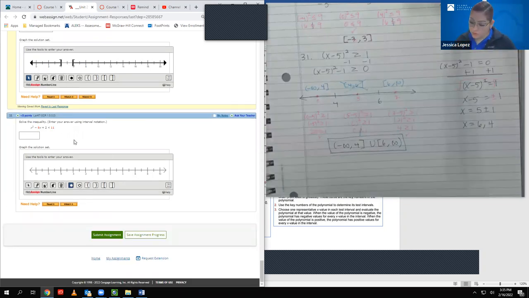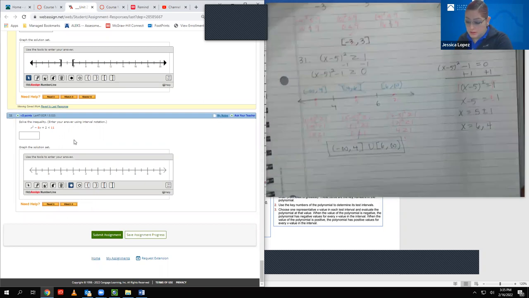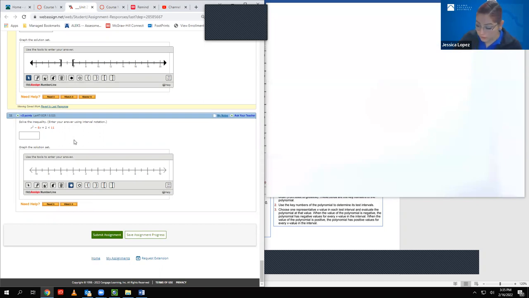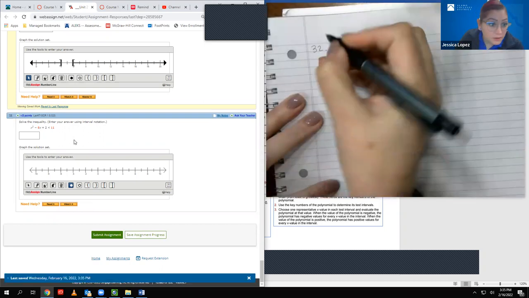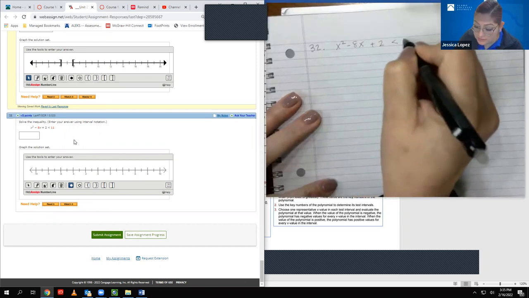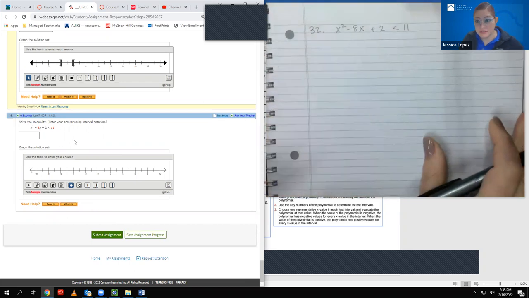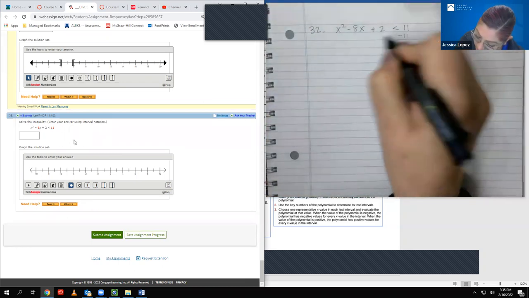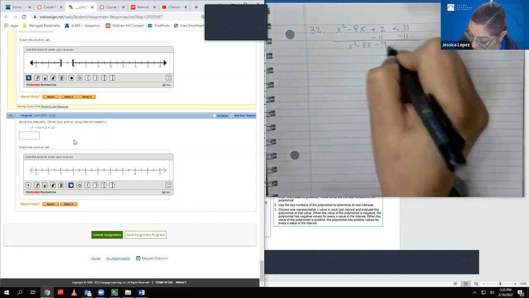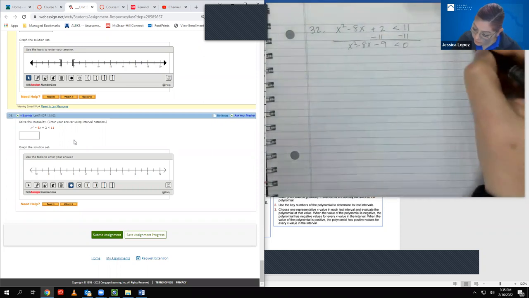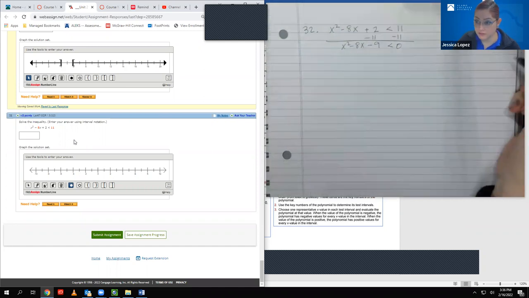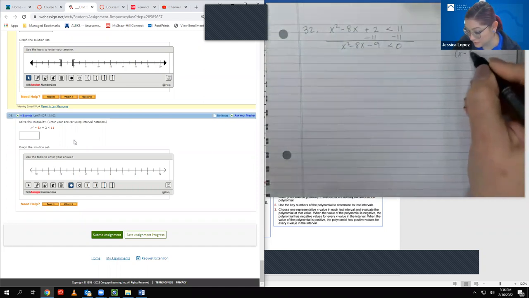Finally, our very last one. I don't think I'll be able to squeeze it on this page, so I'm going to flip over. And we have x squared minus 8x plus 2 less than 11. So remember, it does need to be equal to 0, so I'm going to minus 11. I get x squared minus 8x minus 9 less than 0. So remember, in order to get the key numbers, I'm going to set that equal to 0 and solve it. Now, this one's pretty easy to factor.